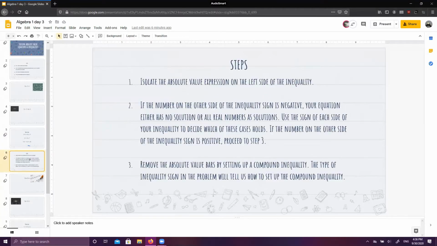Okay, so as Caitlin said, you're supposed to isolate the absolute value expression on the left side of the inequality, and what that means is because it's an absolute value, there's 2 ways. It could either be negative or positive. So what you want to do is separate them into 2 sections. Let's go to slide 7.